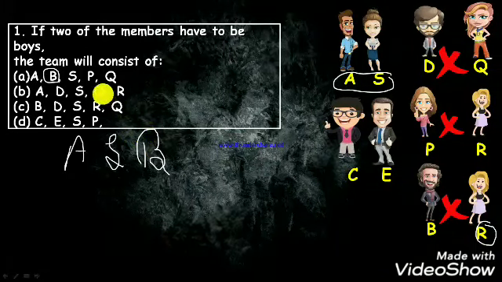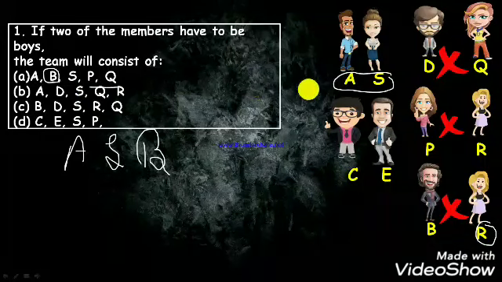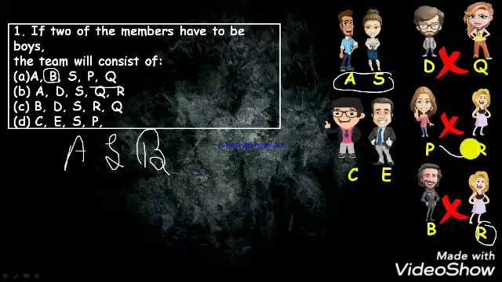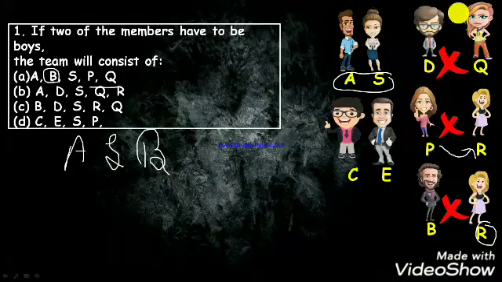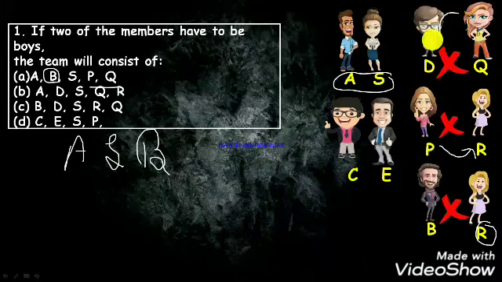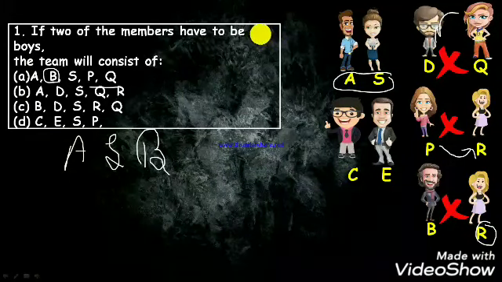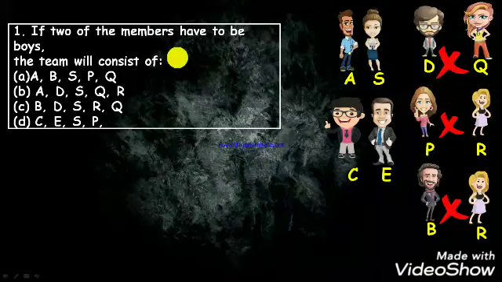Now let's check our two other conditions, since two members have to be boys. So let's consider P and Q. Is there any enmity between P and Q? No, because P has an enmity with R and Q has an enmity with D, so they cannot be put together in the team. So I think option 1 will be the correct answer.